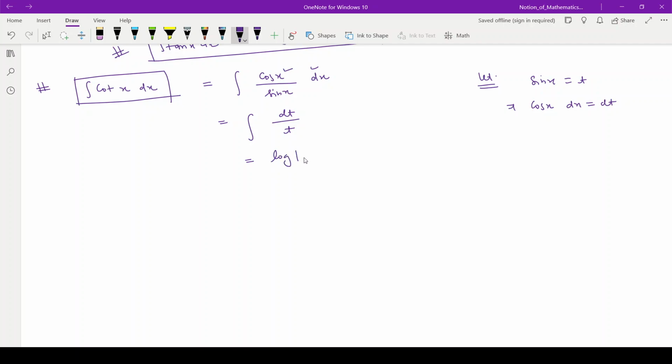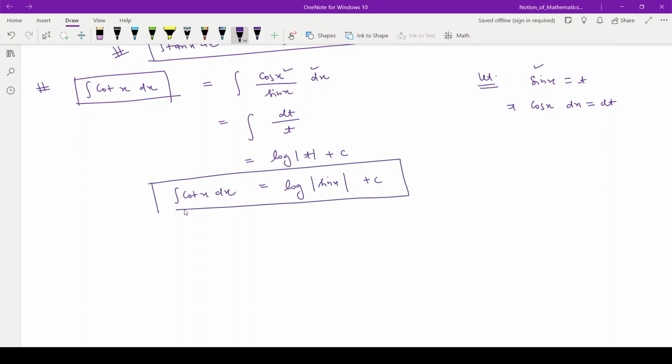As we know, it is log mod t plus constant of integration, where t is sin x. So it is log mod sin x plus c, and that is the value of integration of cot x. Let me write it again. It is integration of cot x dx. So this is our next formula.